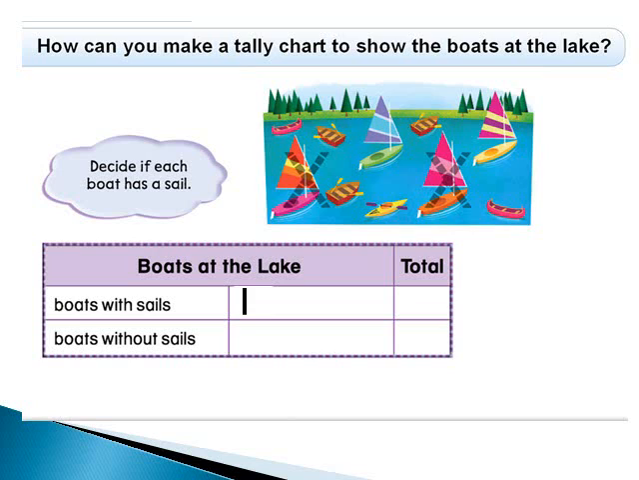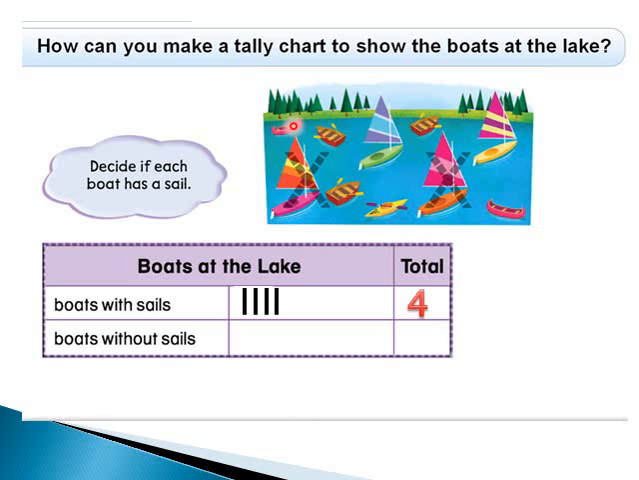This boat also has a sail. I will put another tally mark. For this boat, a tally mark, and for this boat, a tally mark. So how many boats with sails? 1, 2, 3, 4. So I have a total of 4 boats with sails. What about the boats without sails? Let's start.